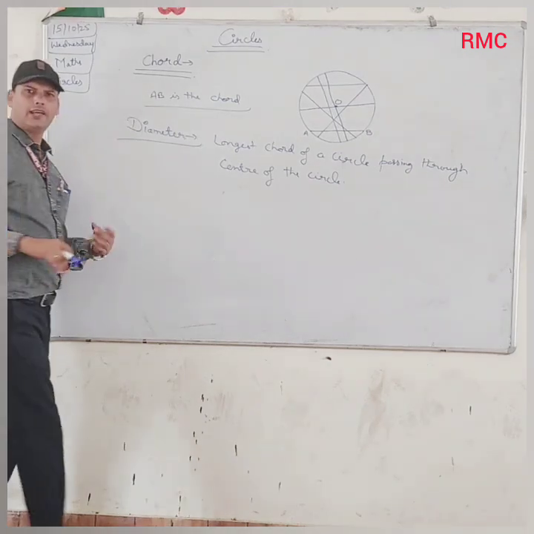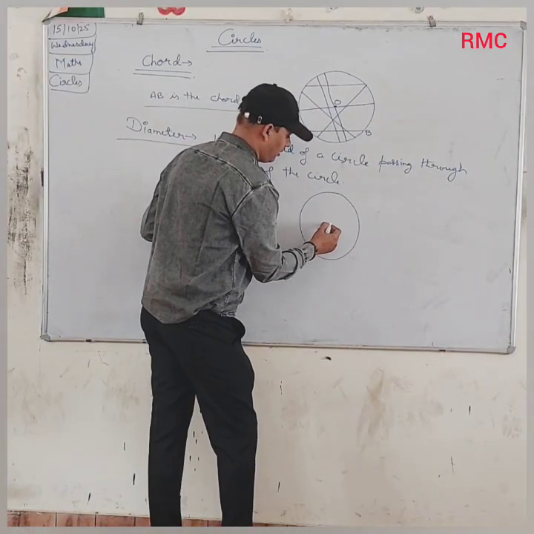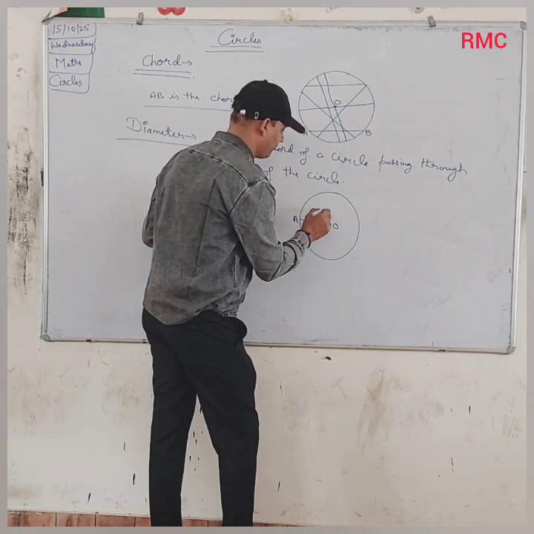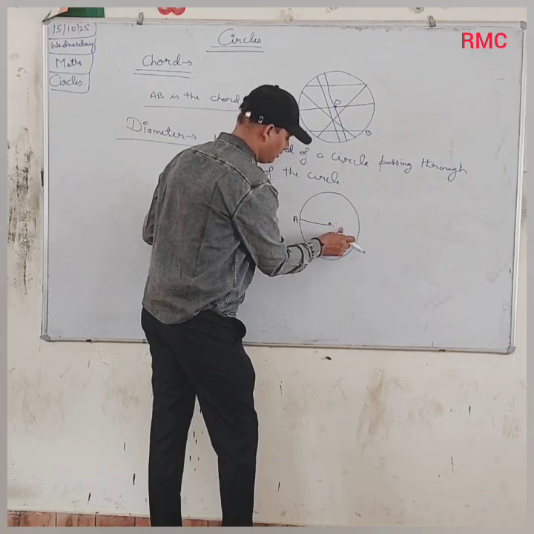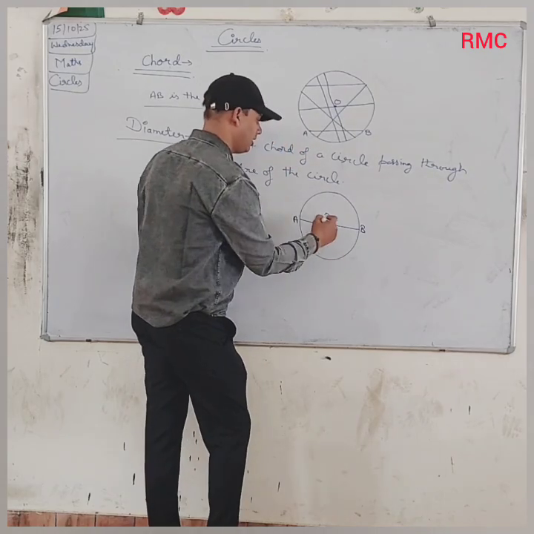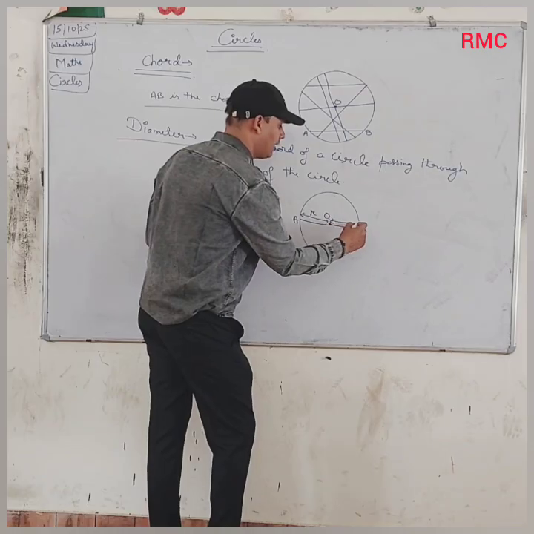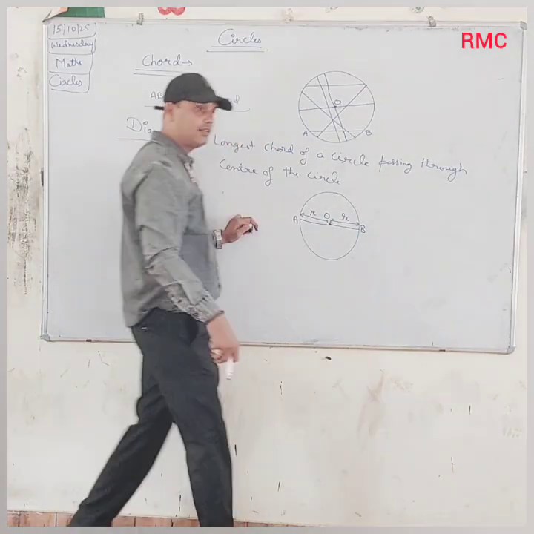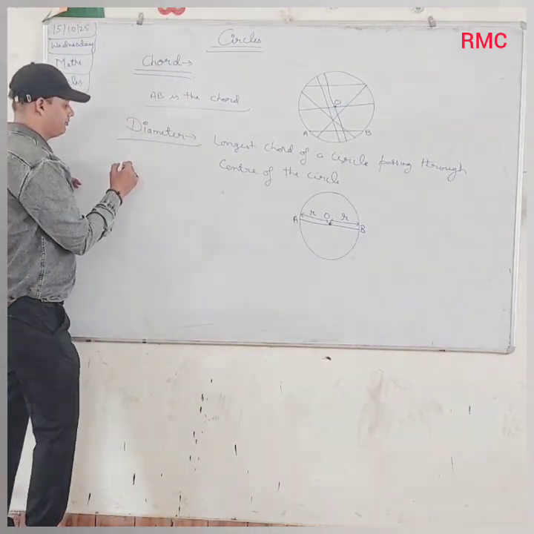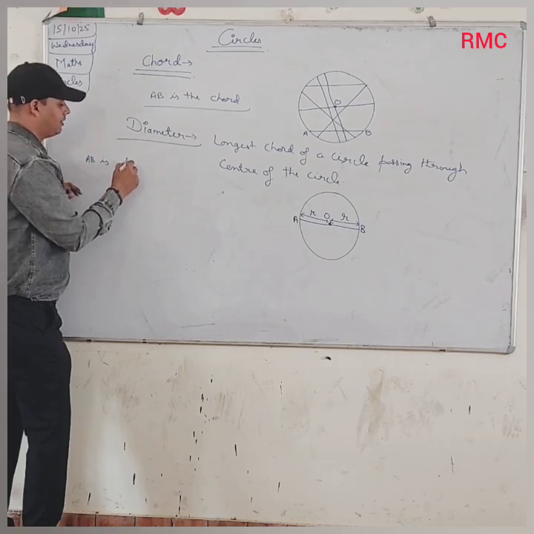Now what is the ratio between radius and diameter? If this is your radius AO and OB, we know that if OA is small r, that is radius, and OB is also small r, that is radius, then AB is the diameter.